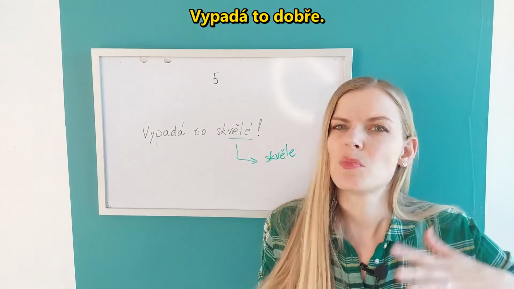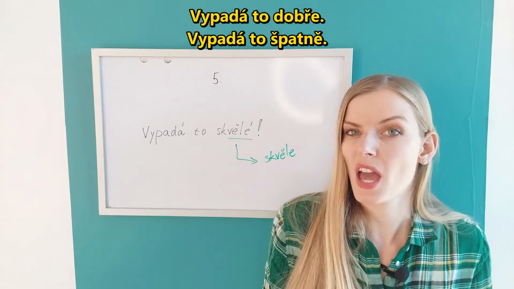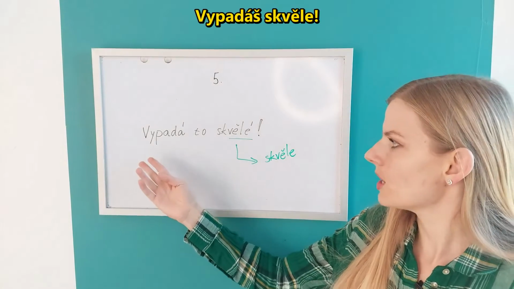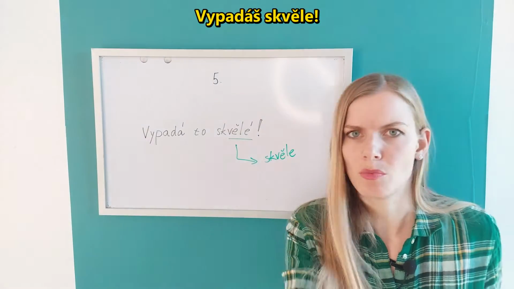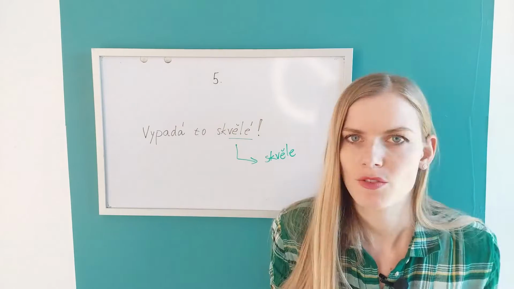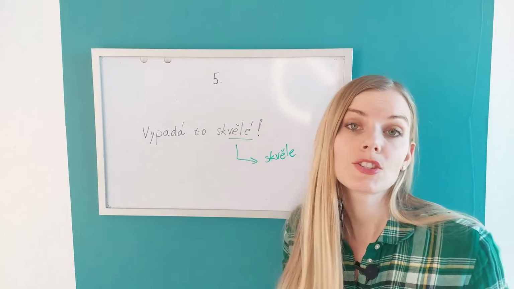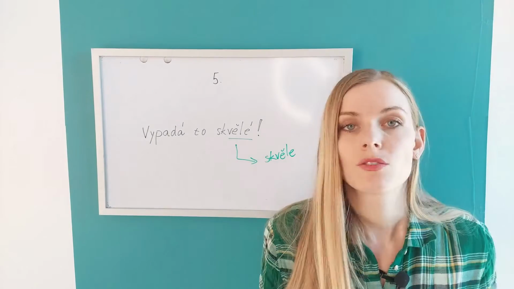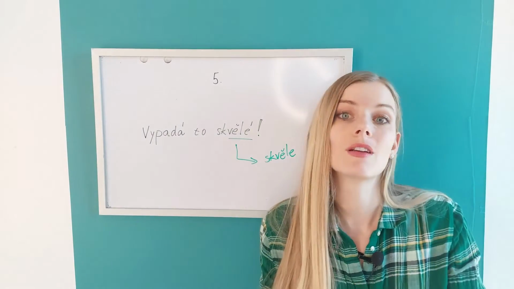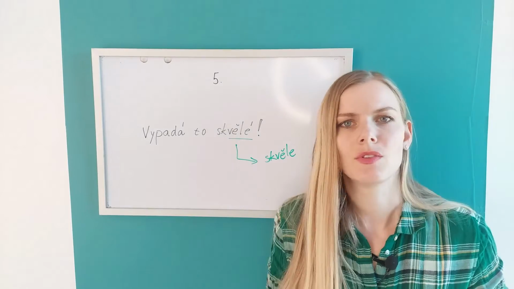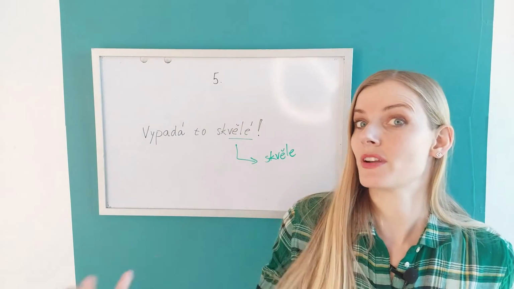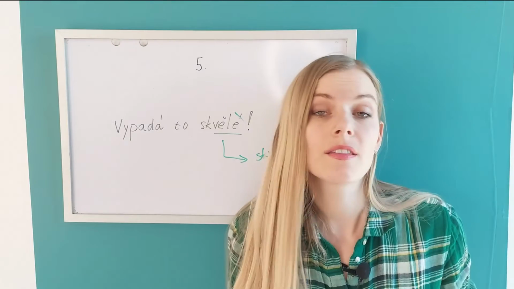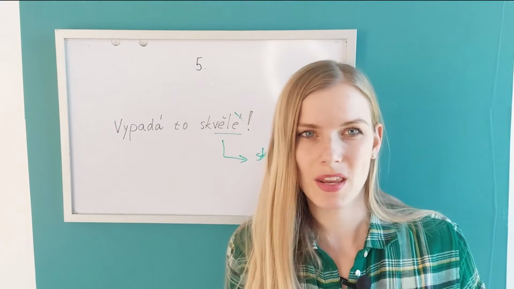Vypadá to dobře. Vypadá to špatně. It looks bad. Even if you tell someone, oh, you look great. Vypadáš skvěle. You look great. So remember, vypadat. In Czech, we have to make a distinction between the adjective and the adverb. So, you look in a great way. Skvěle. Vypadáš skvěle. It looks great in a great way. Vypadá to skvěle.